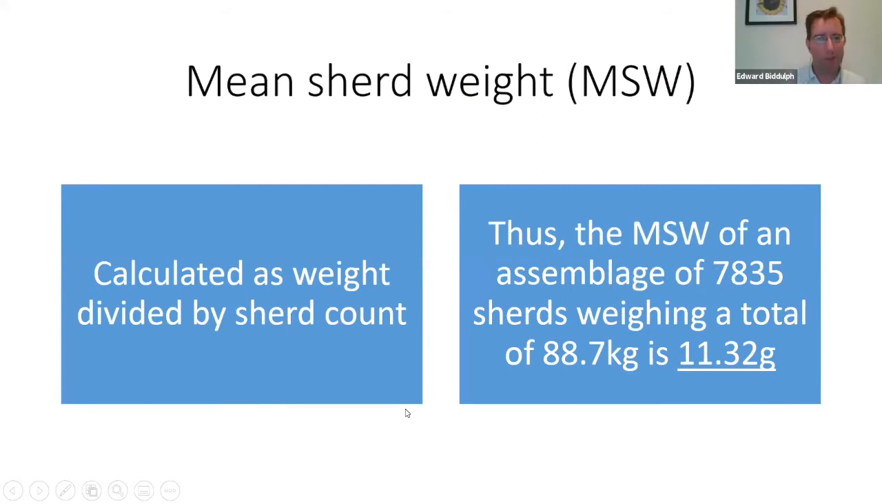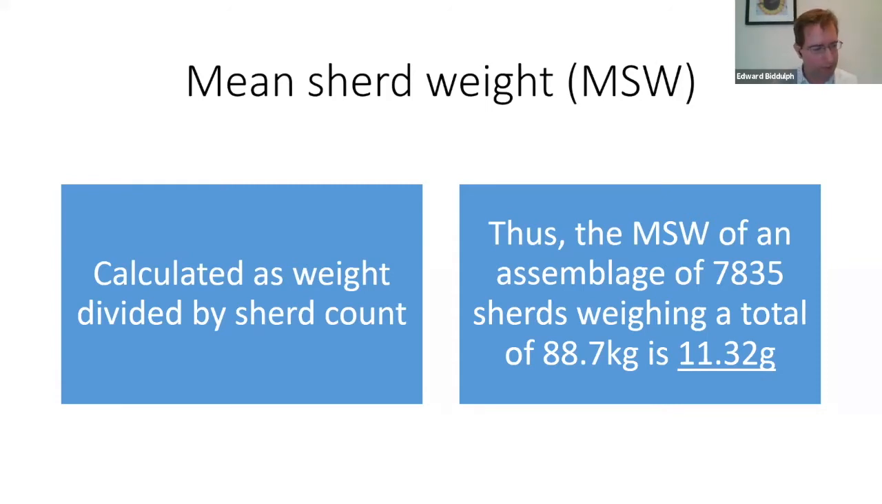Well, as I said, most of us are pretty familiar with mean sherd weight. It's calculated as the weight divided by sherd count, and we can establish a mean sherd weight for our assemblage or groups within it, contexts or whatever. So let's say we have an assemblage of almost 8,000 sherds, weighing 89 kilos. Do that calculation, and our average sherd weight is 11.3 grams. So that's all very nice and straightforward.